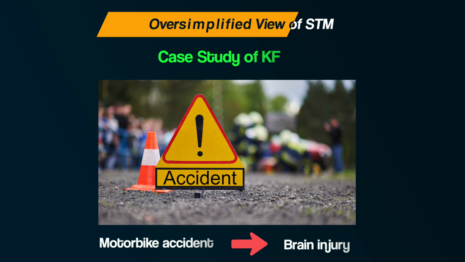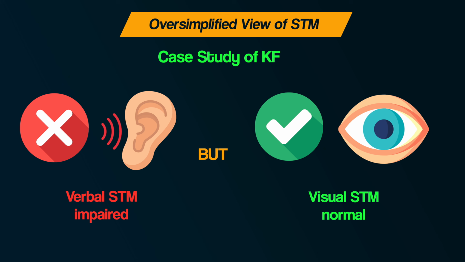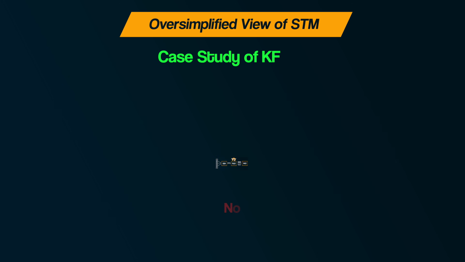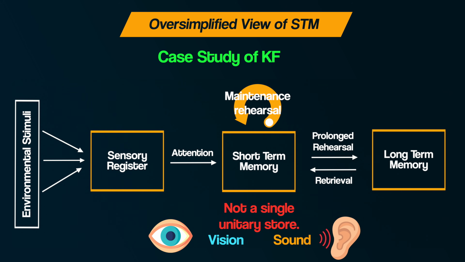The case study of KF challenges the multi-store model because after a brain injury, his short-term memory for verbal information was impaired, but his short-term memory for visual information remained intact. This suggests that short-term memory is not a single unitary store, as the multi-store model claims, but may have multiple components.